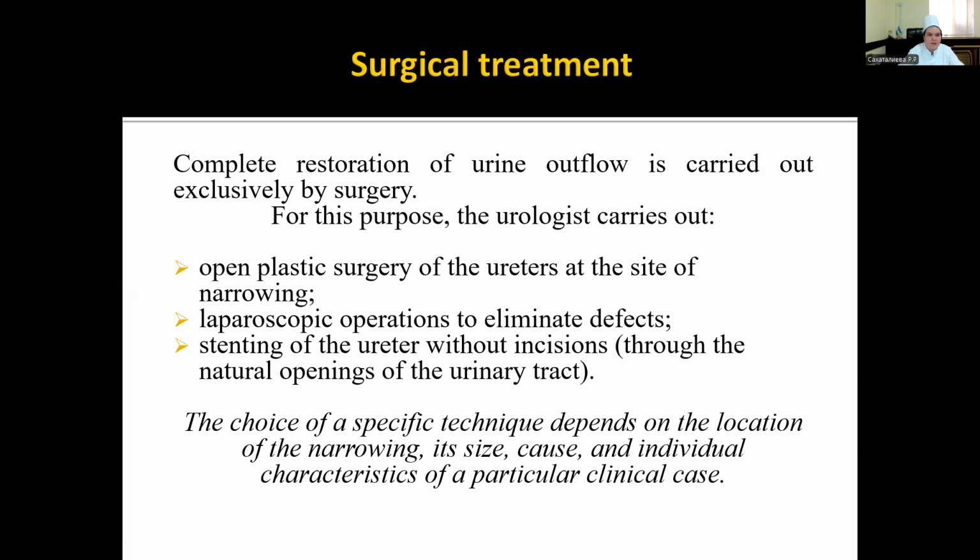Surgical treatment: complete restoration of urine outflow is carried out exclusively by surgery. For this purpose, the urologist carries out open plastic surgery of the ureters at the sites of narrowing, laparoscopic operation to eliminate defects, and stenting of the ureter without incision through the natural opening of the urinary tract. And pay attention, the choice of the specific technique depends on the location of the narrowing, its size, cause, and individual characteristics of a particular clinical case.